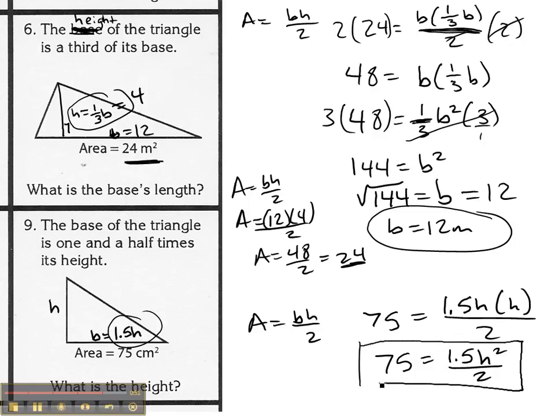You're going to undo that dividing by 2 with multiplication. Then you're going to undo this multiplication with division, and then see if you can figure out what h must equal.